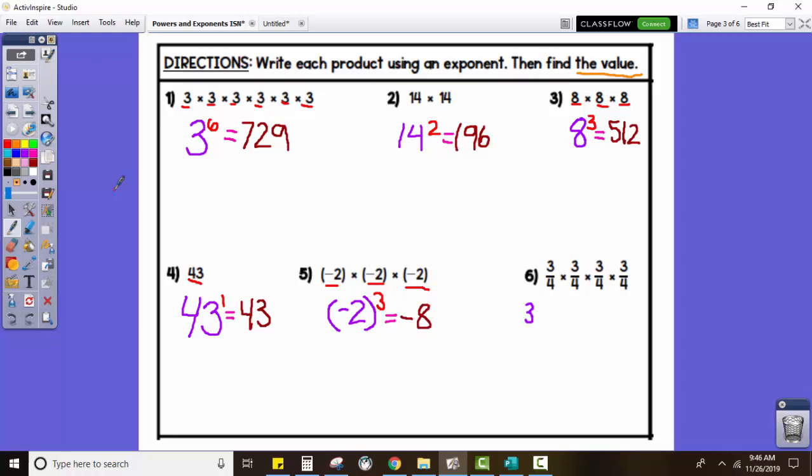Okay, and last one here, number 6. I see I have 3/4 being multiplied. Put parentheses around the fraction because I want to have that exponent on the whole fraction, not just the numerator. So I have 1, 2, 3, 4 times. So that's (3/4) to the 4th. Now, when I figure this one out, what I need to do first is 3 to the 4th and then 4 to the 4th.